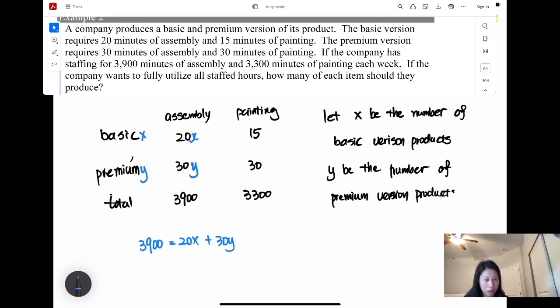Okay, for painting, we know that the total time is 3,300. That requires two parts. The total time that you spend on the basic product, which is 15x, and the other part is the total time that you spend on the premium product, which is 30y. So now we have these two equations.